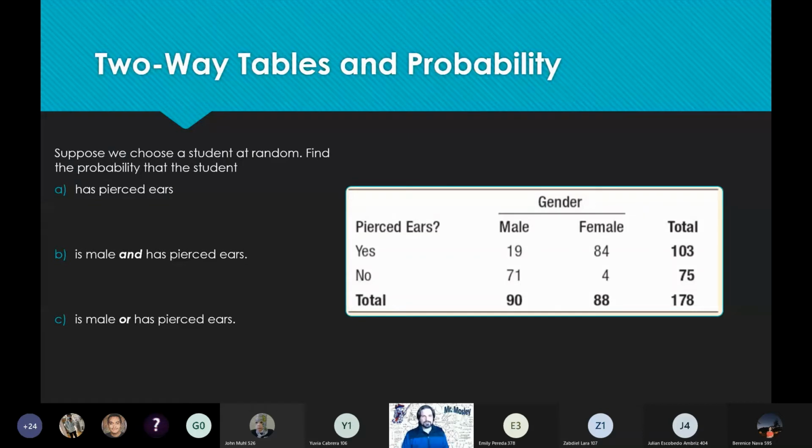Suppose we choose a student at random. What is the probability that the student has pierced ears? Well, first, before we start, we're going to define two events using some letters here. Event A will be defined as the person is male. Event B will be pierced ears.